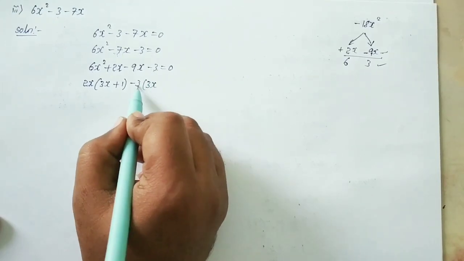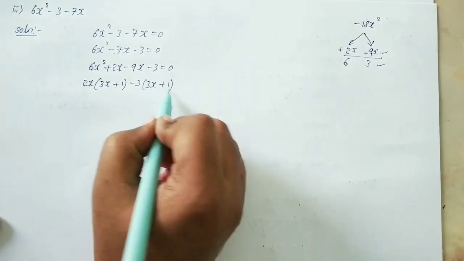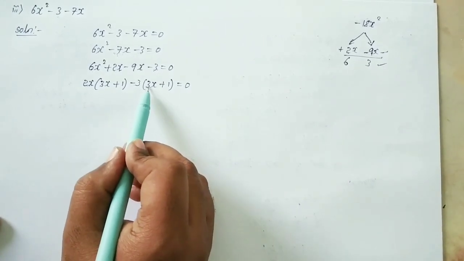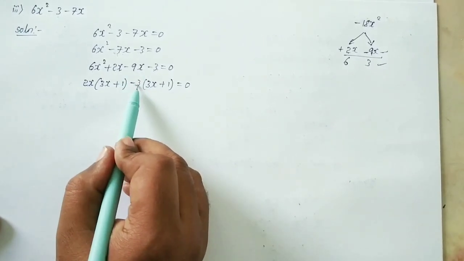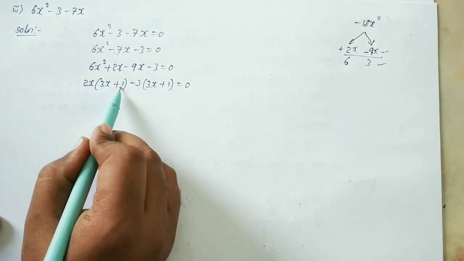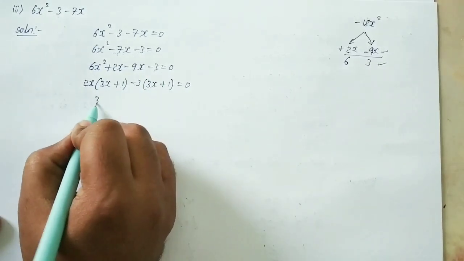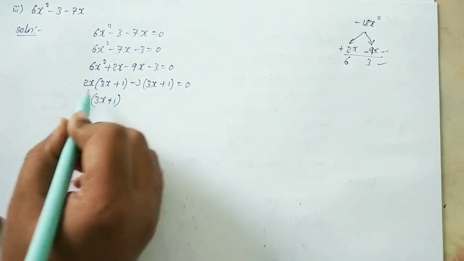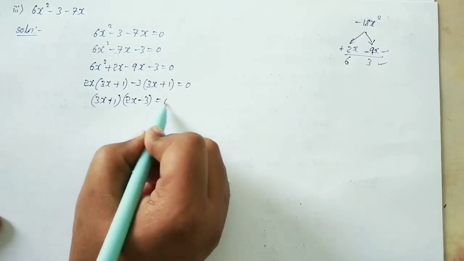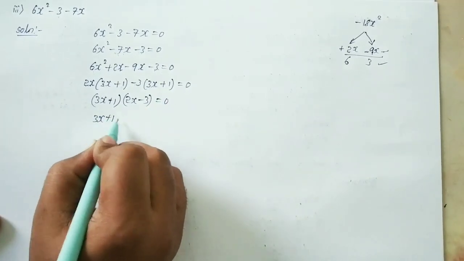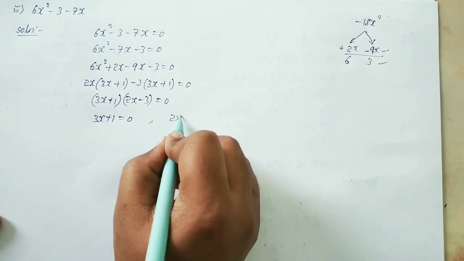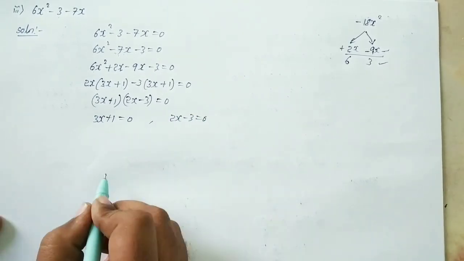So minus 3 I have taken common. So what is remaining here? Plus 1 is equal to 0. You can cross check this one. So minus 3 into 3x minus 9x, minus 3 into plus 1 minus 3, right? So what is common in this equation? 3x plus 1, 3x plus 1 common. So 3x plus 1 common. What is remaining here? 2x, and one more here minus 3 is equal to 0. So next 3x plus 1 is equal to 0, and one more 2x minus 3 is equal to 0.